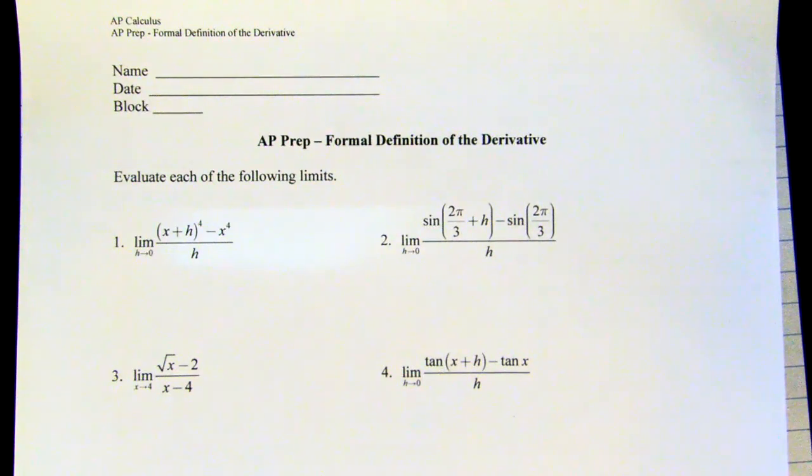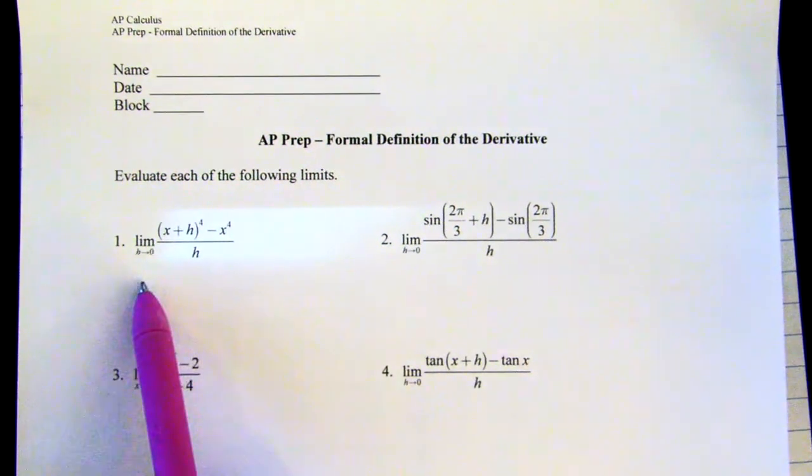We're going to take a look at a sheet that you have that I believe is titled AP Prep Formal Definition of the Derivative. This really has nothing to do with product rule or quotient rule. I just need some place to fit this in. We have a bunch of crazy looking limit problems that we need to deal with. And as you look at them, they should remind you of formal definition of the derivative problems.